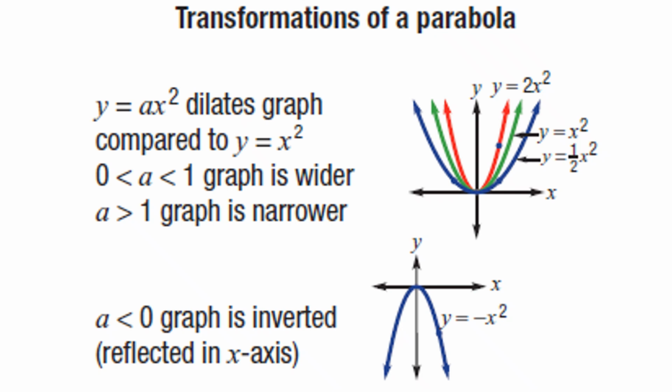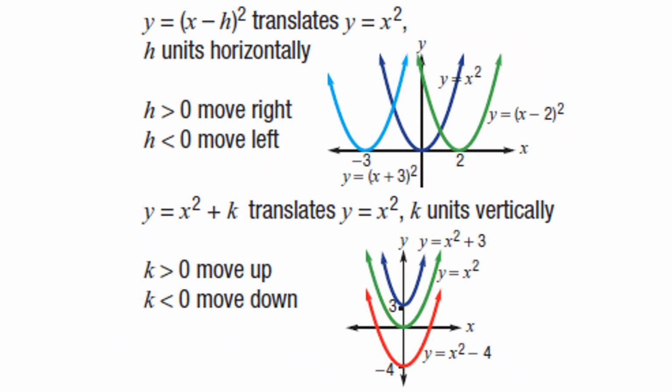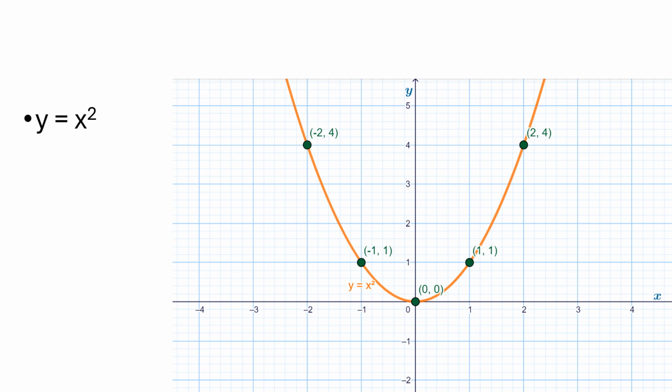What we're going to do now is work through the various transformations of our parabola. They're summarized in this slide and this slide here, but we're going to work through it as well. Let's start with the simplest parabola we can have, y equals x squared. We see that the turning point is at the origin, 0, 0. It's facing upwards.